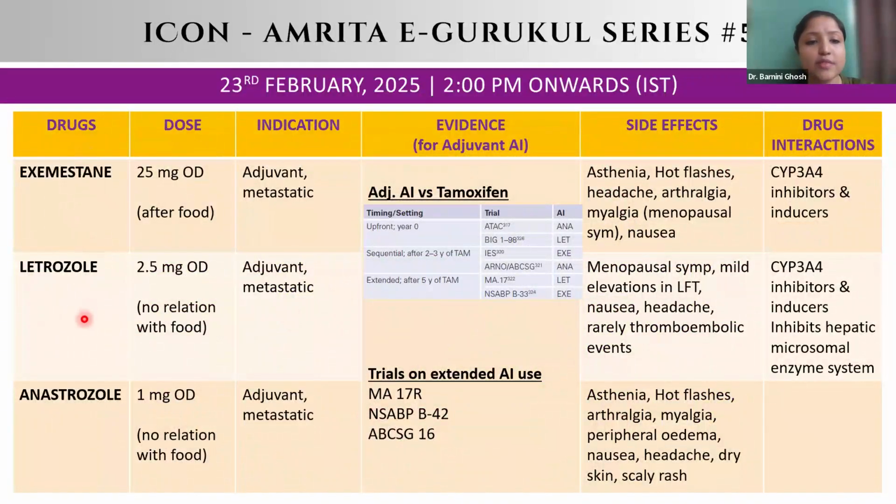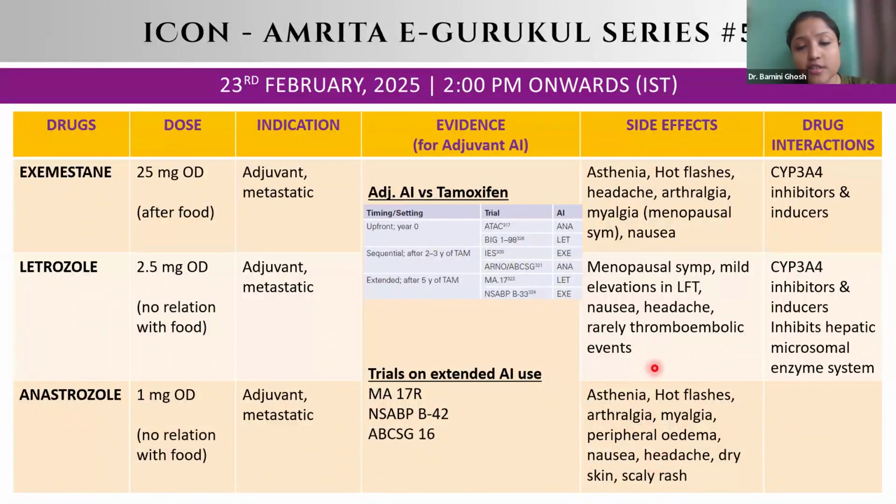So these drugs also I have discussed here in a tabular form. The dose of exemestane is 25 mg OD after food. That of letrozole is 2.5 mg OD with or without food. That of anastrozole is 1 mg OD with or without food. As we can see, once again, the side effects include the menopausal symptoms like hot flashes, asthenia, vaginal dryness, mood swings, arthralgia, myalgia, etc.